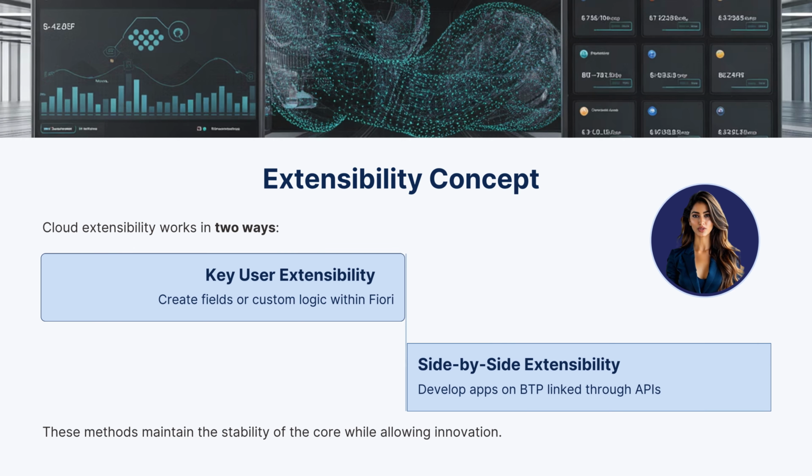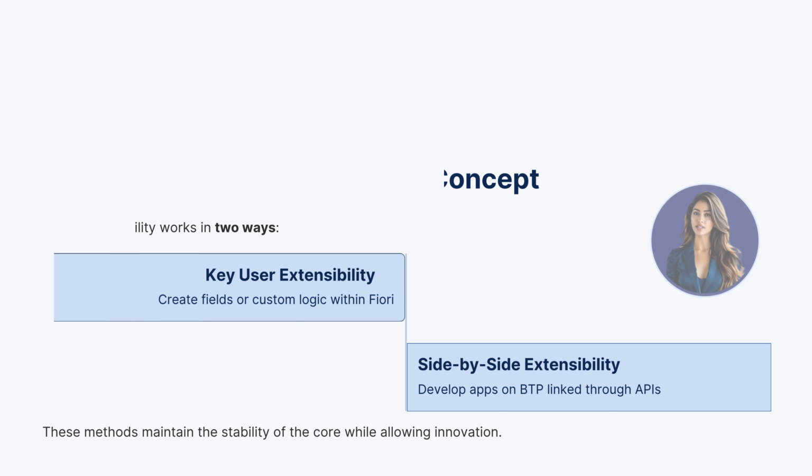Extensibility concept. S/4HANA Cloud follows a keep-the-core-clean principle. You can extend processes in two ways. Key user extensibility allows field and logic changes directly within Fiori apps, while side-by-side extensibility builds custom apps and integrations on SAP BTP. Both methods ensure upgrades remain smooth and backward compatible.